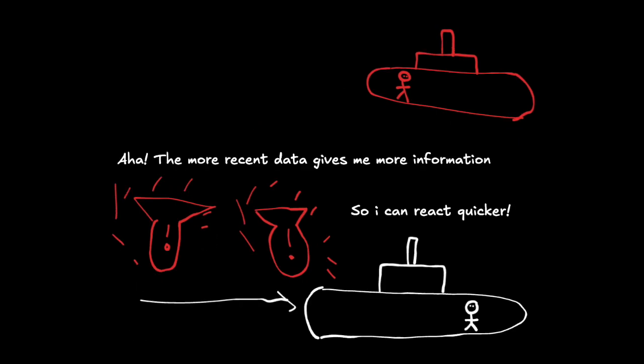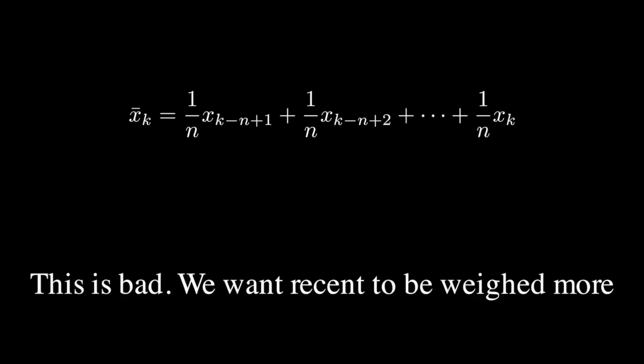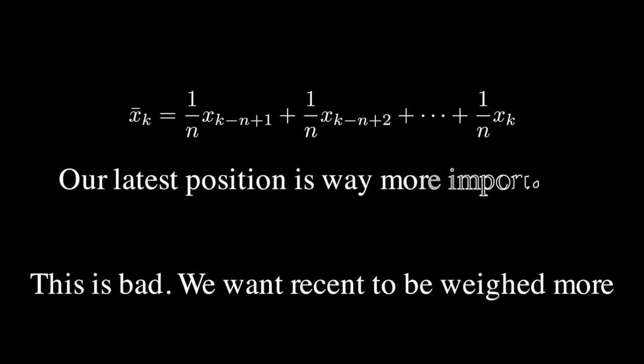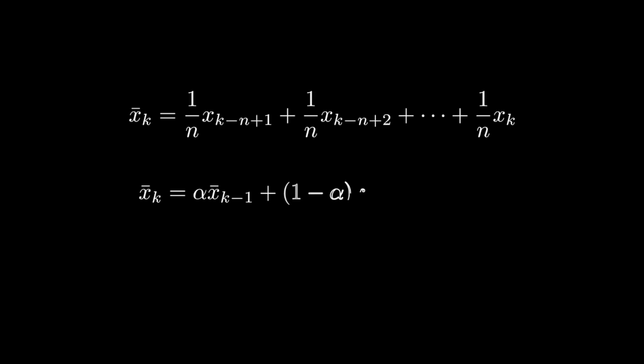Instead, we want a system that assigns more weight to recent data points. In the moving average filter, each term is weighted equally by 1 over n. This is not ideal for our submarine scenario. The most recent and least recent data points are given equal importance, but in reality, our latest position is way more important. To address this, we introduce the low-pass filter, which is defined as this expression right here, where alpha is a number between 0 and 1.